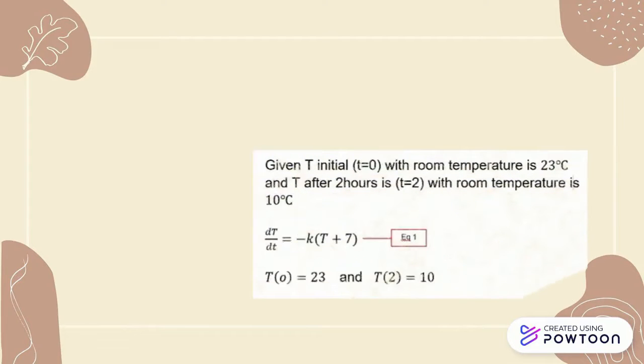Given T initial is T0, which is the room temperature equal to 23 degrees Celsius, and T after 2 hours is T2, which is 10 degrees Celsius, and we got dT/dt = -k(T + 7) as equation 1.